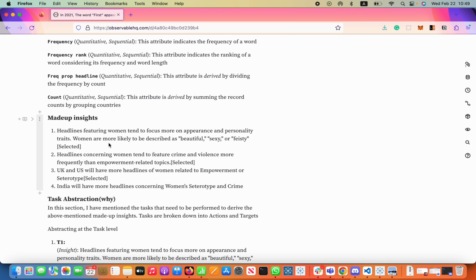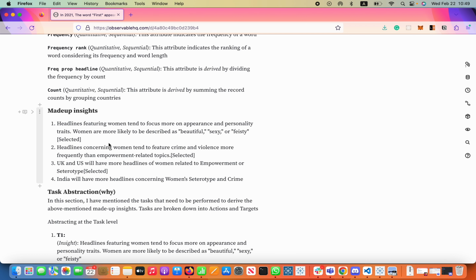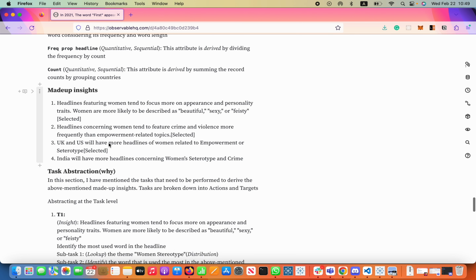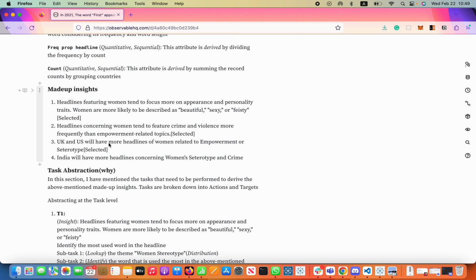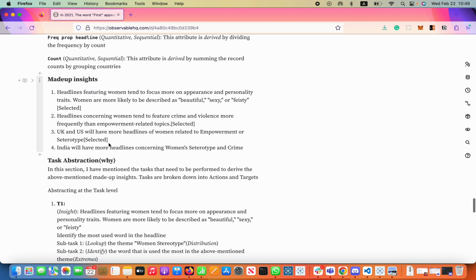My made up insights, when I initially started working on this, were that I assumed headlines featuring women would tend to focus more on the female stereotype. We would be more likely to see words such as beautiful, sexy, or diva than words like pilot, first, or record-breaking. One other made up insight of mine was that headlines concerning women would tend to be more on the crime and violence or glamour side than empowerment. But it is good to see that that was not the case.